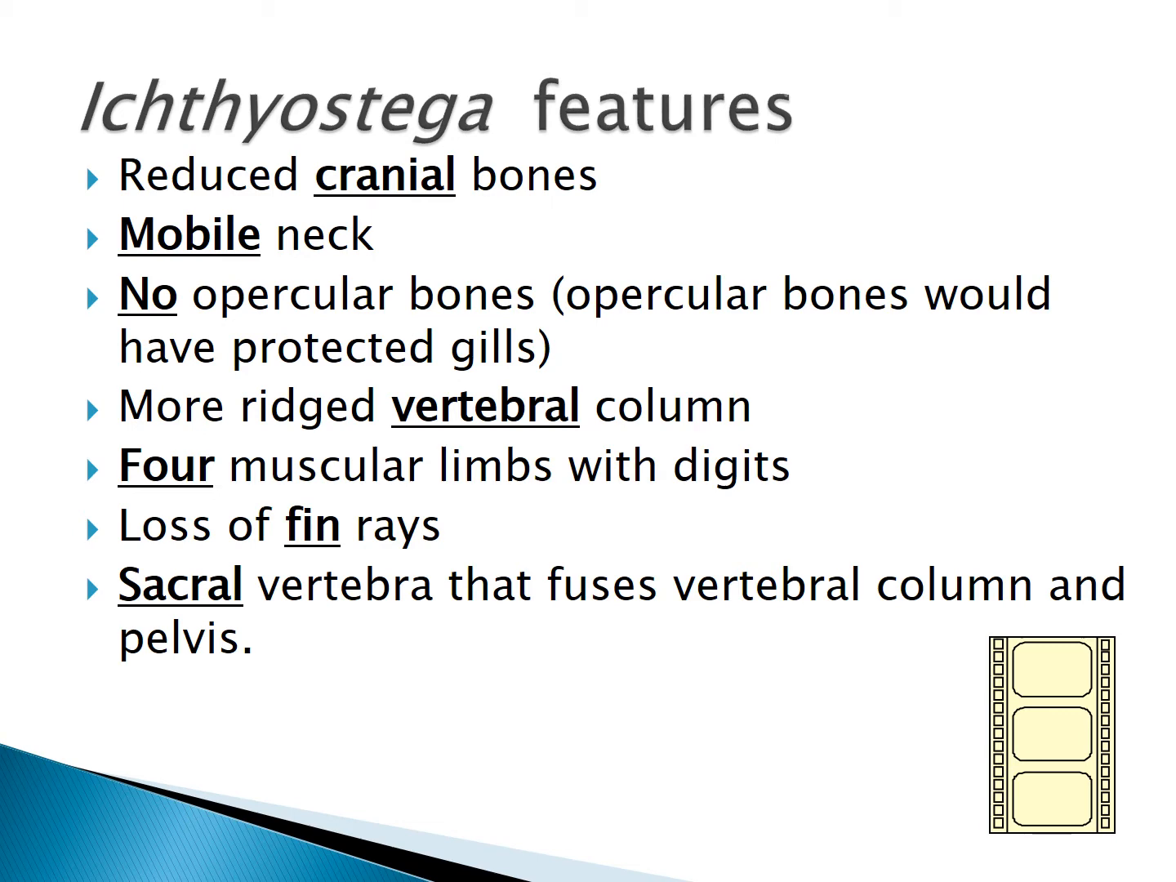He's going to have a more rigid vertebral column, 4 muscular limbs with digits, so there's actually going to be like finger-looking digits. He will lose the fin rays, and he has sacral vertebrae that fuse the vertebrae and the pelvis. So the sacrum is kind of down lower where your pelvis is. The next slide is going to be just a short video clip, just giving you some background on this Ichthyostega guy.